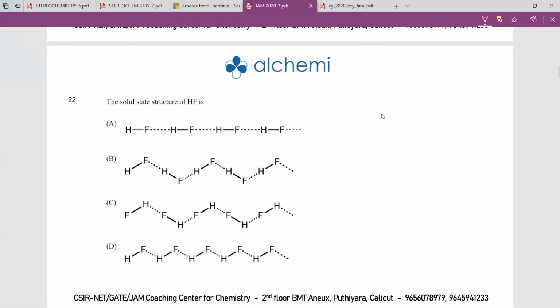It's a direct question. In the case of HF, we know there is hydrogen bonding, but the shape of the HF molecule is like this. Option B is the correct answer. It is the shape of the molecule, it forms in this format. So that is the answer for question number 22.